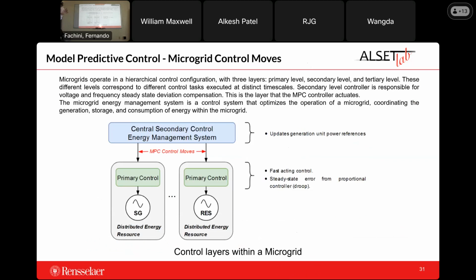So how I've devised this control is through the layers of control inside of a microgrid. Microgrids operate in a hierarchical control configuration, and they typically have three layers: the primary level, secondary level, and tertiary level. These different levels correspond to different control tasks executed in different timescales. For instance, the primary control is the fastest acting control layer of all three. And it's fast because it uses a proportional controller, so it uses droop. But the problem with droop, as we all know, is that it has steady state error. And the task of the secondary level of control is to adjust those steady state errors by adjusting the references to the generation units. This is done through the energy management system, through the secondary control.